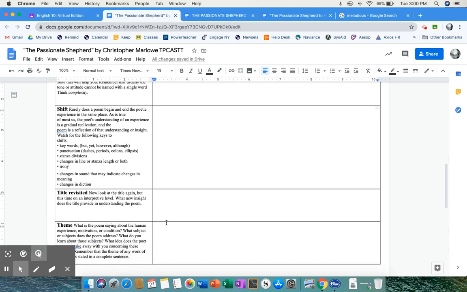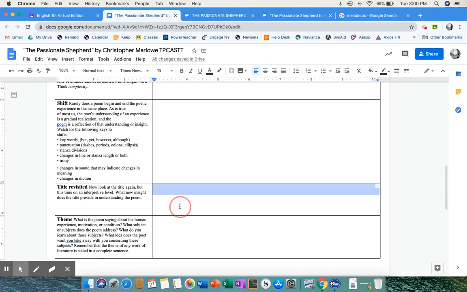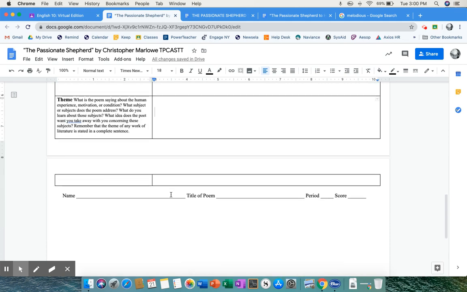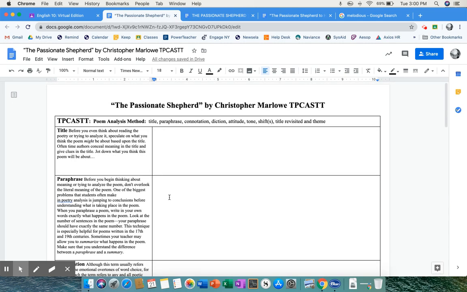After you do all that, you're going to look at the title again. And now that you've looked at the poem in more detail, what do you think the title means? And then theme. What is the poem saying about human experience, motivation, or condition? What subject or subjects does the poem address? All right, so what is the poem about? What is the theme of the poem? And that's that. So I know that this might take you a little bit, but you guys got time, right? You got multiple days to get this done.